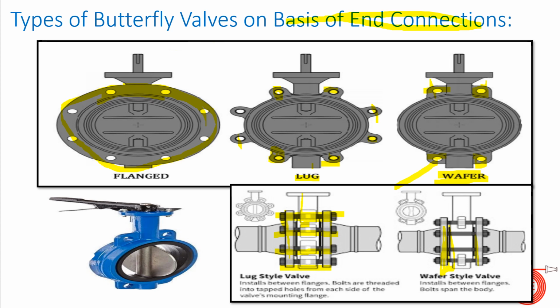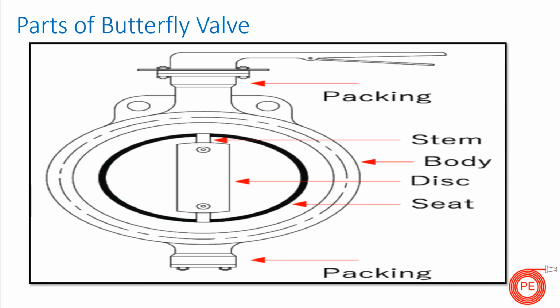Again, up to DN150 only wafer type valves are preferred. Above that, flange type valves are used. So this is on the basis of your end connection. Now let's see the different parts of the butterfly valve.